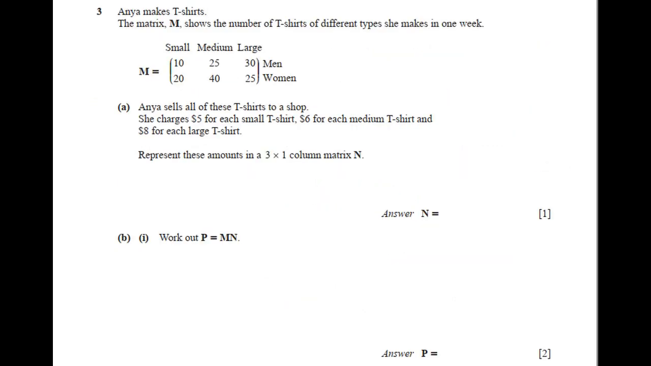Question number 3, part A. Anya sells all of these t-shirts to a shop. She charges $5 for each small t-shirt, $6 for each medium t-shirt, and $8 for each large t-shirt. Represent these amounts in a 3x1 matrix. So that would be 5, 6, and 8.